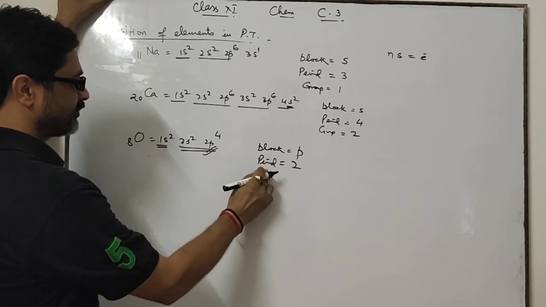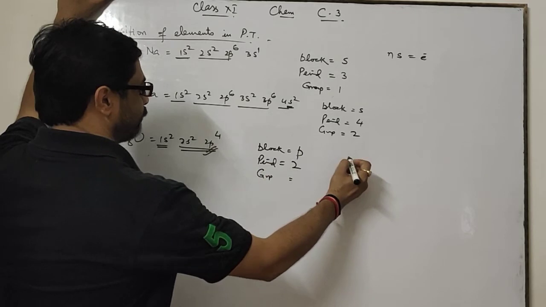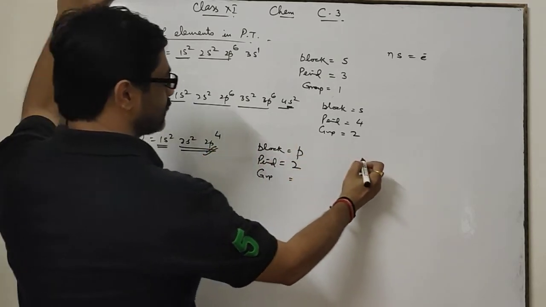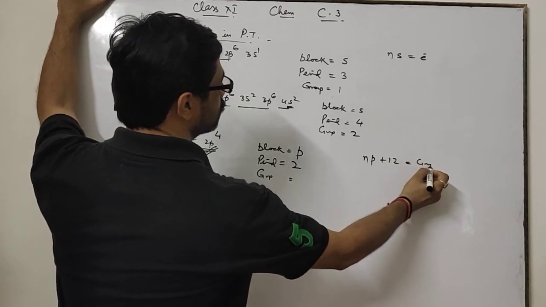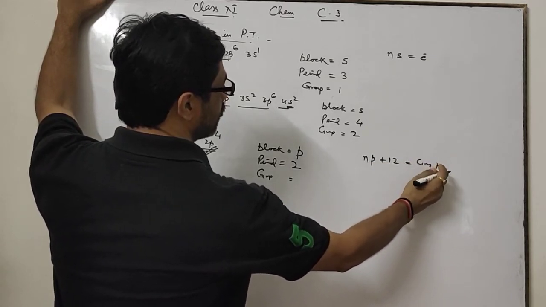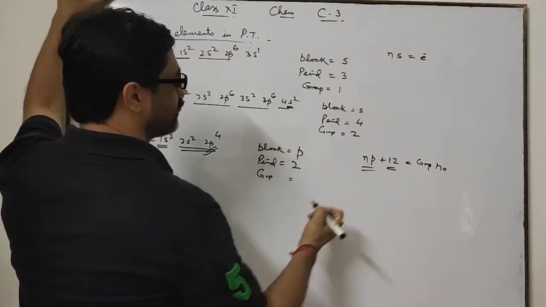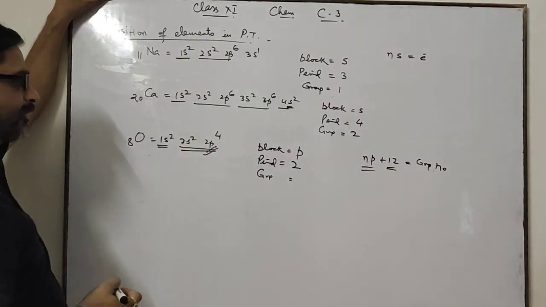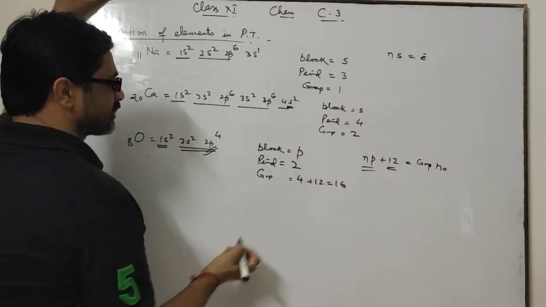And the group number for this element is, to find the group number of p block elements, the number of electrons in the p subshell plus 12 is equal to the group number. To find the group number, we add 12 to the number of electrons in the p subshell, means 4 plus 12 becomes 16.